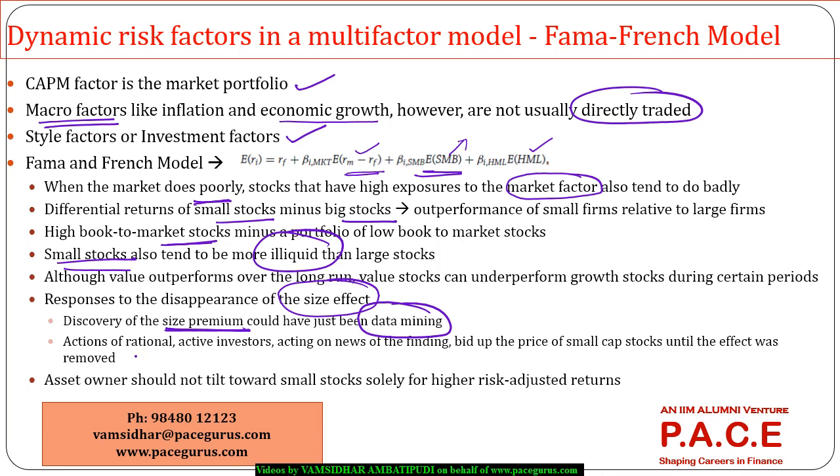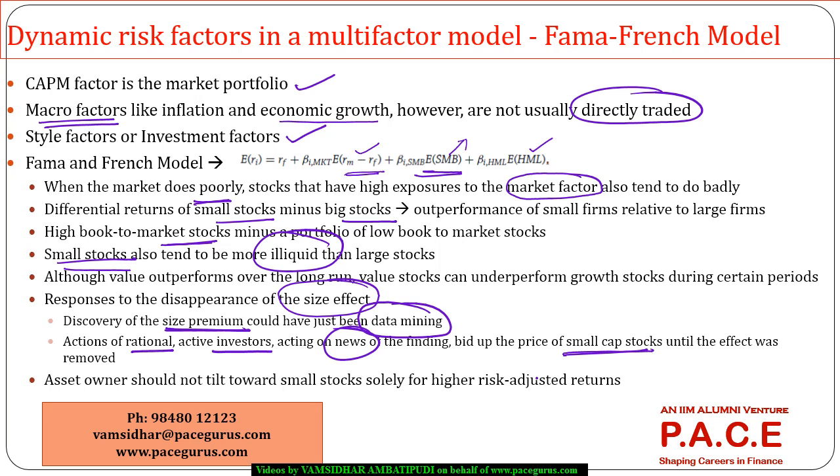Because one more thing, if you see, the rational investors, active investors, they keep playing on the news. So they bid up the price on small cap stocks, they keep buying the small cap stocks, and they keep shorting the large cap stocks. So internally you will find that the price of the small cap stocks keeps going up, the price of the large cap stocks keeps coming down. So the difference is completely getting eliminated in the process.